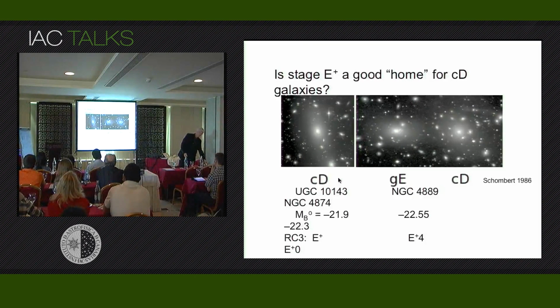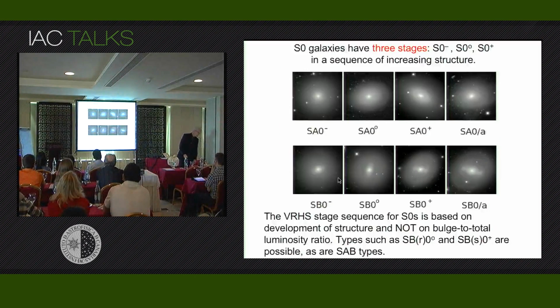So you won't see the term CD in the third reference catalog. You're going to see E+. So their home in the third reference catalog is that category. But whether it's a good home for them or not, I think they're in a class by themselves. Now, the S0s here, this is getting to one of the problems with the Hubble tuning fork.